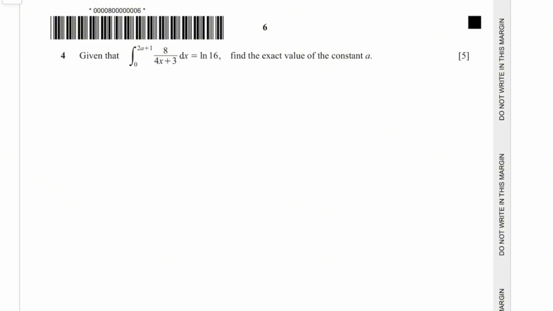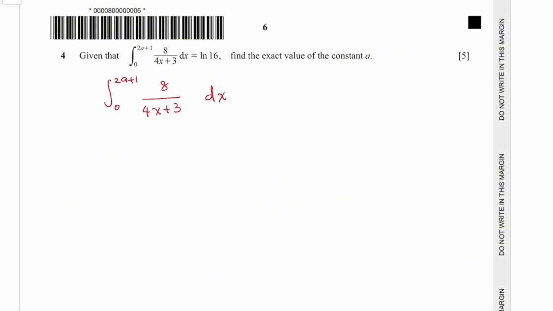Moving on to my next question, question number 4. It's given that the integration of 8 over 4x plus 3 from 0 up until 2a plus 1 with respect to x is equal to ln 16. Find the exact value of the constant a. Now, how do we do this? You need to work out the integration from 0 up until 2a plus 1 of 8 over 4x plus 3 dx.